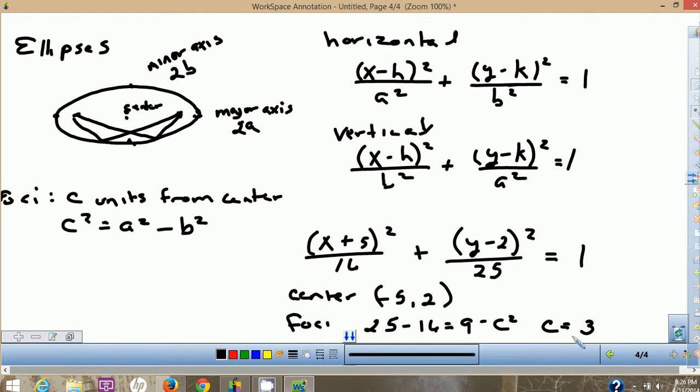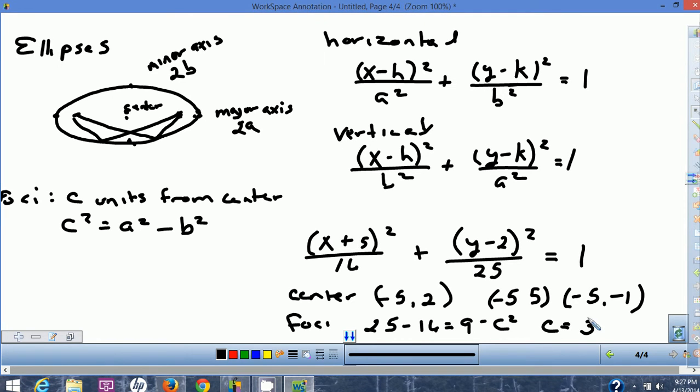Well, okay, so which direction is this opening? Is this a vertical or a horizontal? Which one's bigger? This one was bigger. So considering the fact a has got to be bigger, this is a vertical. So I have 25 minus 16 is 9, take the square root, I get 3. So I'm going 3 up and 3 down from the center. So my foci here are going to be at negative 5, 5, and negative 5, negative 1. 3 up and 3 down from the center.